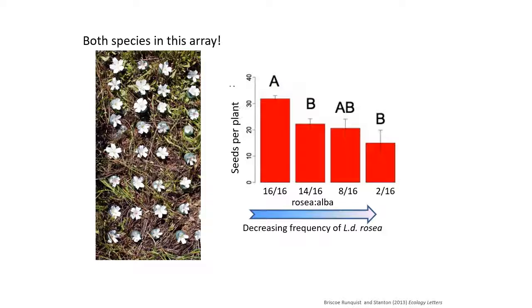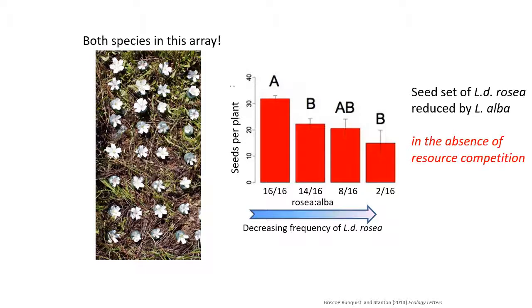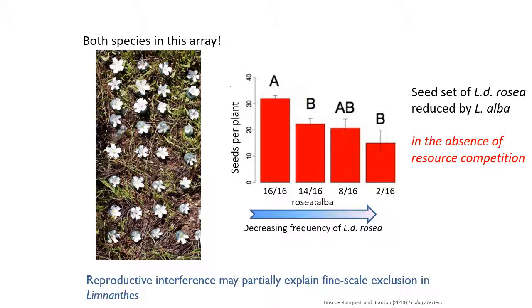And what she finds is that as rosea becomes much more rare in these arrays, it suffers an almost 50% decrease in seed set. And alba did not have as big of a decline, but it did have a non-significant decline as well. So in the absence of competition, we see this decline as a response to being rare. And they argue that reproductive interference may partially explain this fine-scale exclusion in Limnanthes.